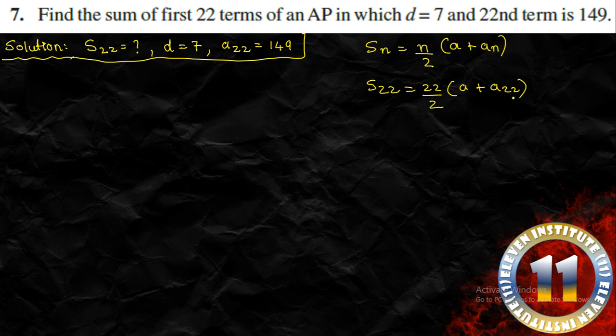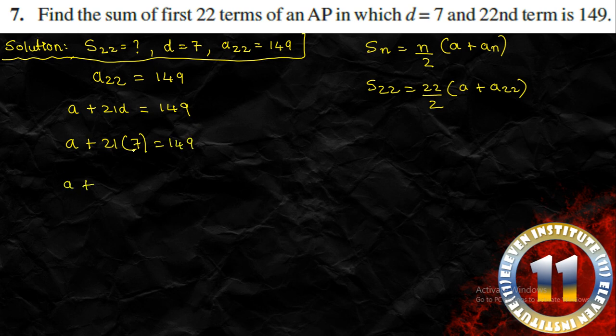Now the 22nd term is given to you. What is not given to you is the first term. So in order to find this answer, we definitely need the first term. And how do we obtain the first term? Definitely from this given data. So we shall write this A22 over here. Right, A22 is equal to 149. Instead of A22, we shall write A plus 21D, applying the formula, is equal to 149. A will remain as it is, 21 will be multiplied by D, that is 7. So this is equal to 149.